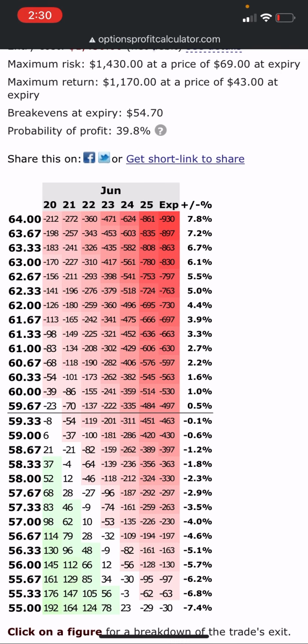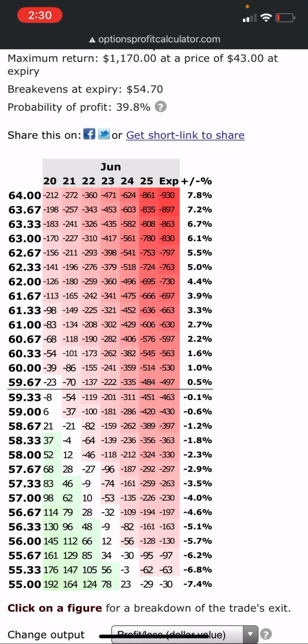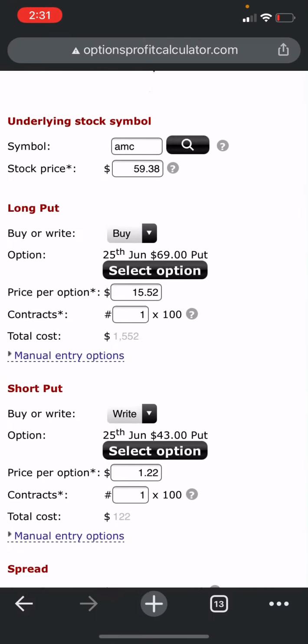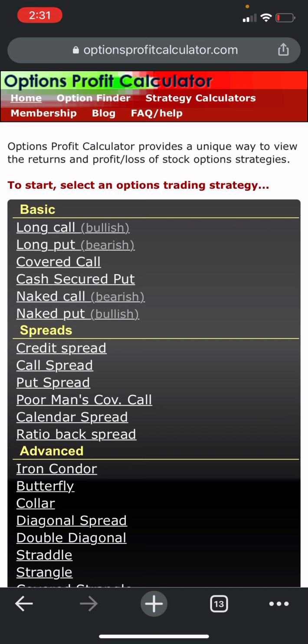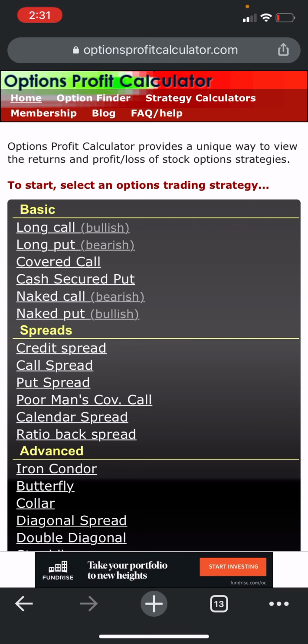This option is expiring a lot quicker. Look how fast you need to be right in one direction. Remember, this is a long strategy, okay? You're long the put and you're just short a little bit. Now I'm going to do the same thing with a simple vanilla call and a vanilla put. I'm going to show you the difference.